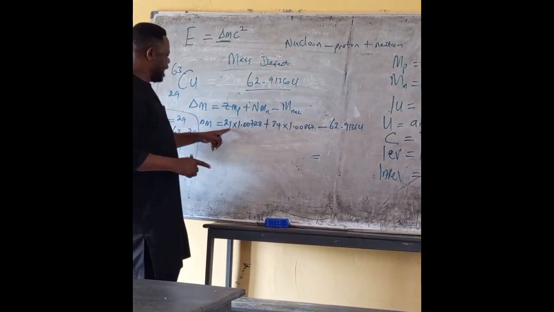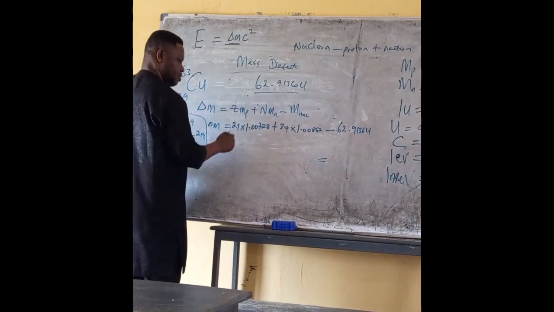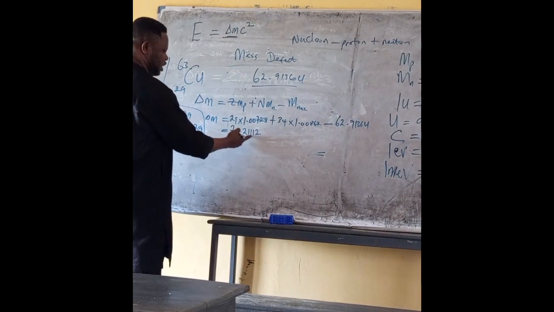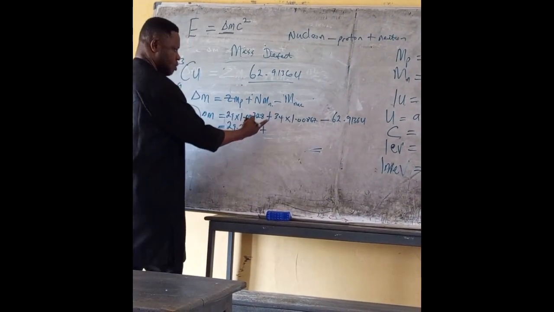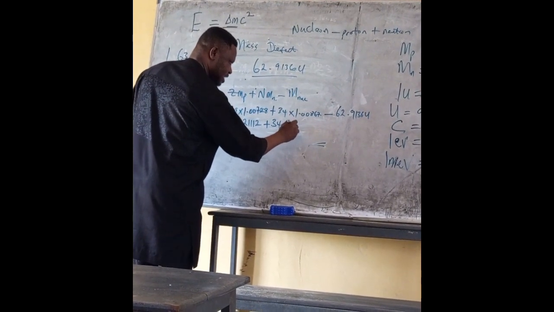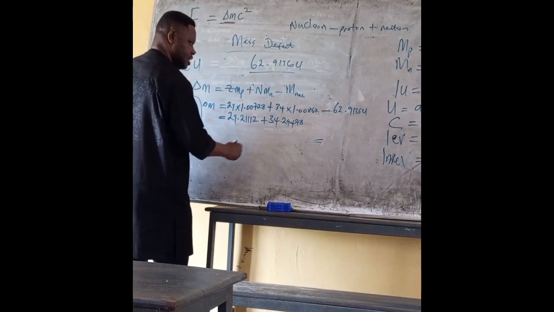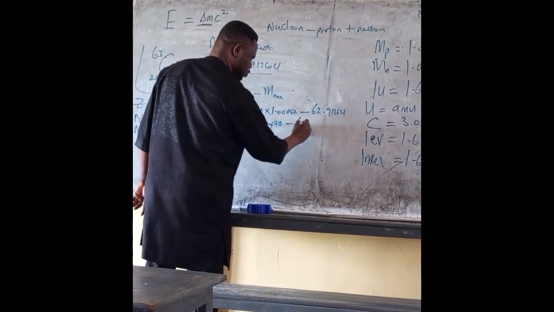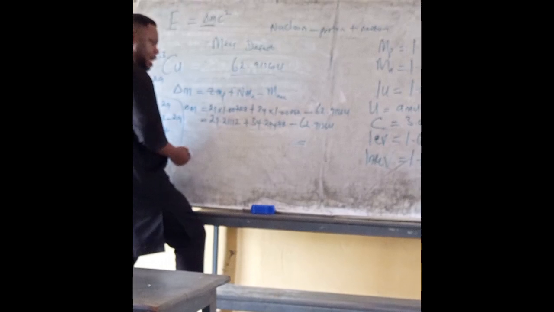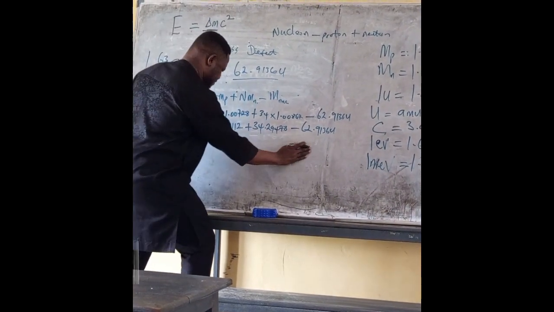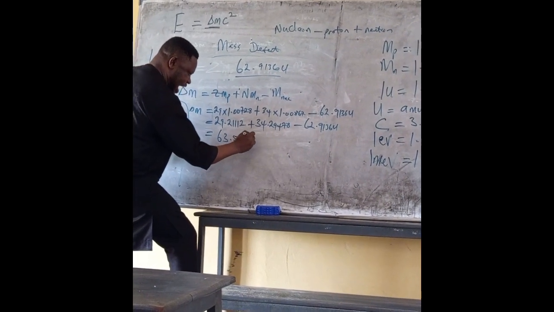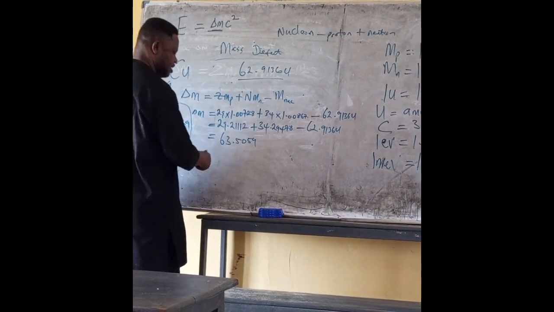So multiply 29 times this. What do you have? 29.21112. Is that okay? 1, 2, 3, 4, 5. Then plus, multiply this: 34.29478. Then minus 62.9136 U. Take note, all these are in U; I'll put them at the end. So add these two together, what will we have? 63.50590.